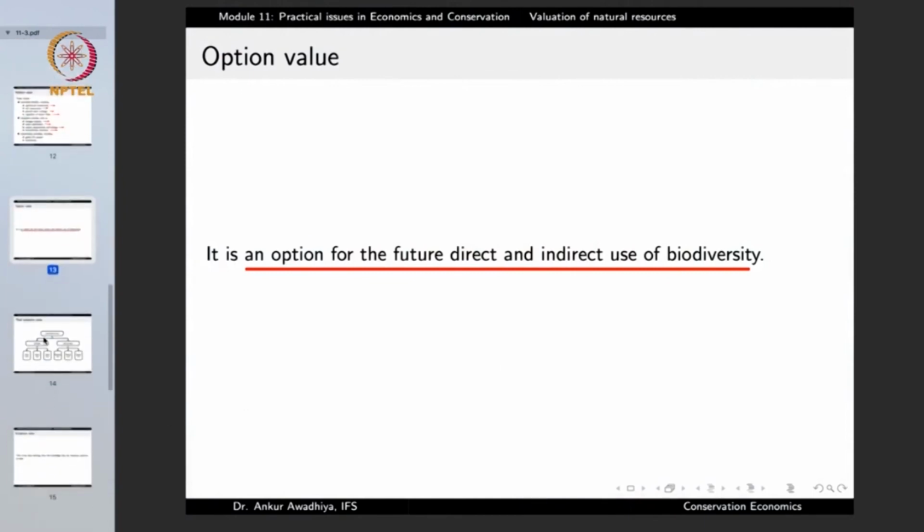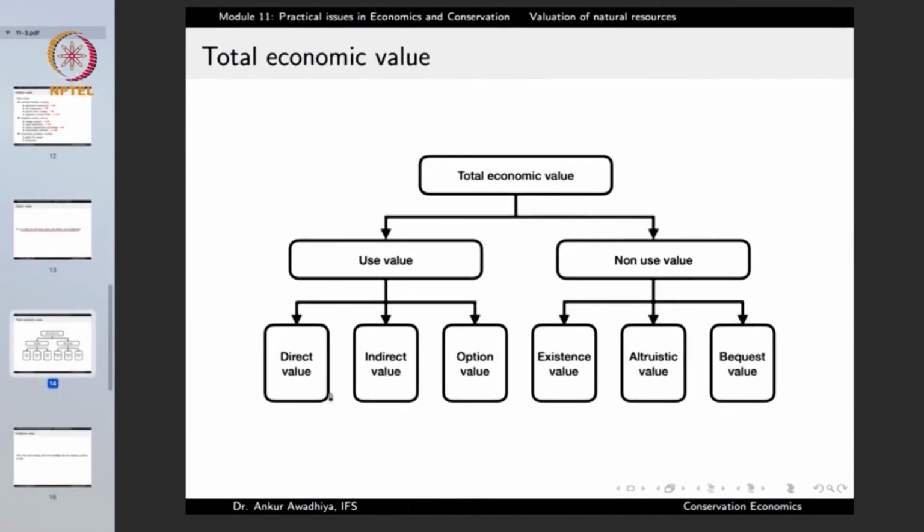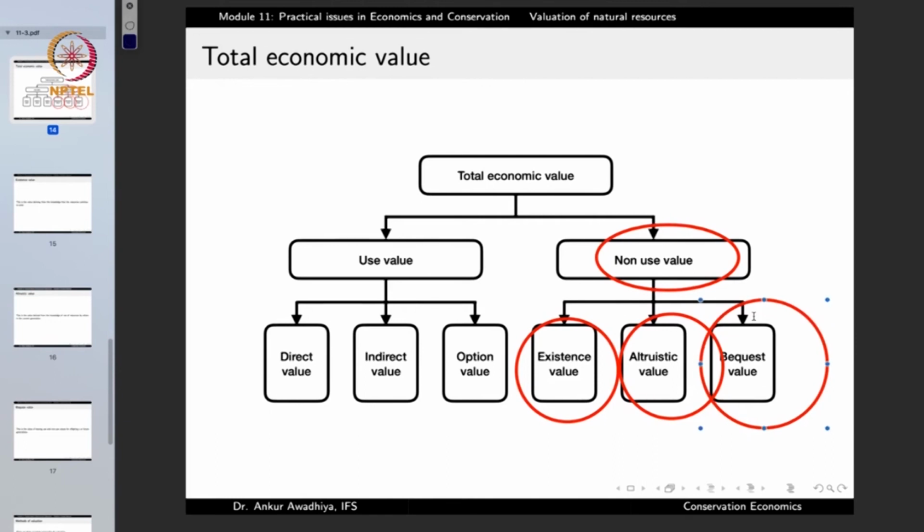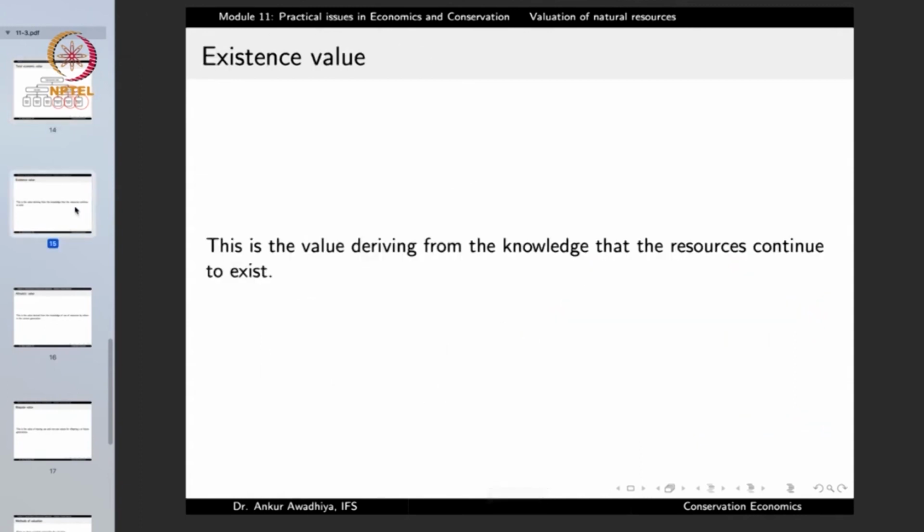So these are the three different use values: direct values, indirect values, and option values. Similarly, we have the non-use values, value that arises even though the resource is not being used. And here we have existence value, altruistic value, and bequest value. So these are three non-use values. So what are these? The first is existence value. This is the value deriving from the knowledge that the resources continue to exist.